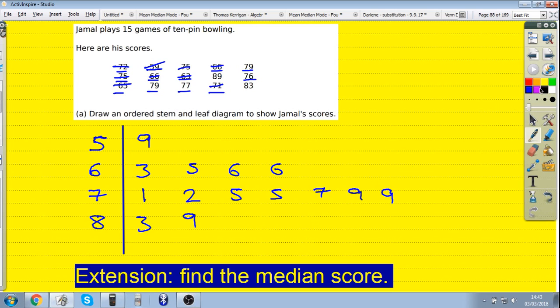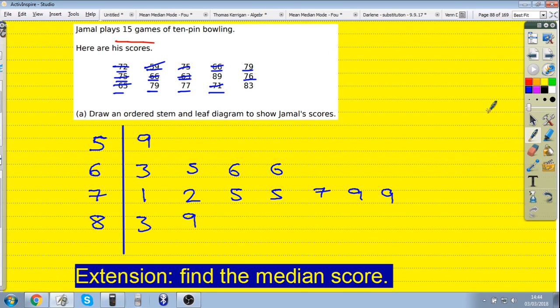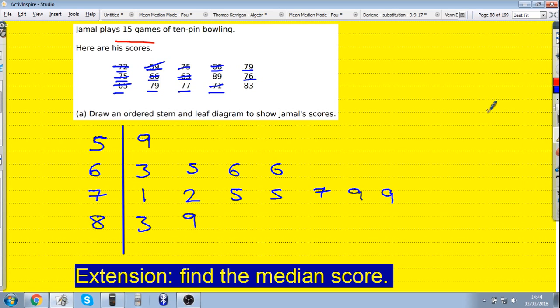Right. Find the median score. Do I just put all of those numbers on the right into order? So we've already put them from smallest to biggest. We just wrote it in a short way. So there's 15 numbers in total. 15, right, okay. Is the median 75? Yeah.